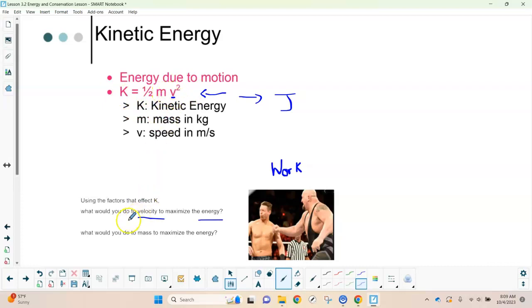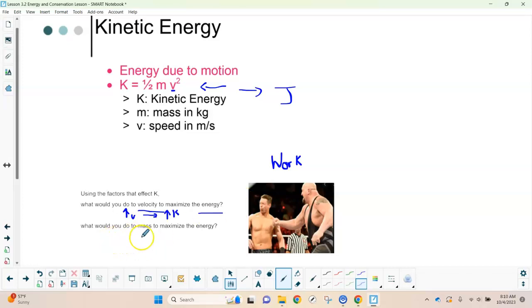And if we increase v, that would cause an increase in the kinetic energy. And that makes sense, right? If I wanted to punch somebody, and I wanted to do as much damage or do as much work as possible, I would make sure my hand is moving as fast as I could make it. The other thing that I would do is with mass, so that's the other factor that affects kinetic energy. And again, you can see they're in the same part of the equation. So if we increase the mass, that's going to cause an increase in the kinetic energy.